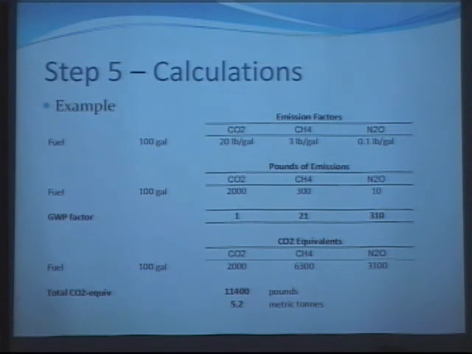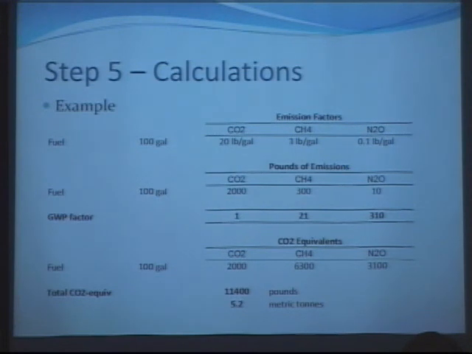So you multiply all of your different amounts of greenhouse gases by your global warming potential factor. So carbon dioxide, that's easy. Usually there aren't any mistakes on that one. Methane, multiply by 21. Nitrous oxide, you multiply it by 310 because those are the Second Assessment Report factors. And then you have your CO2 equivalents for each gas.